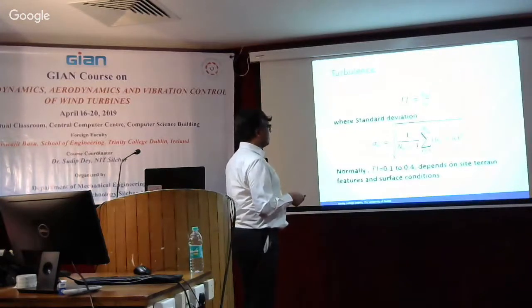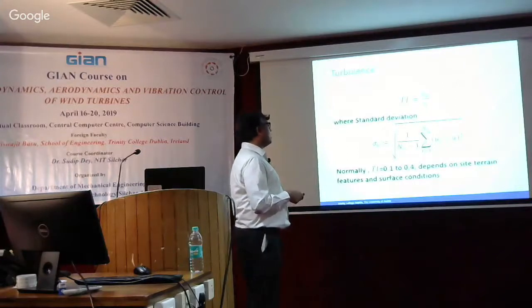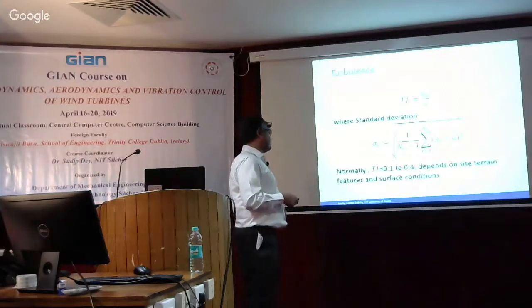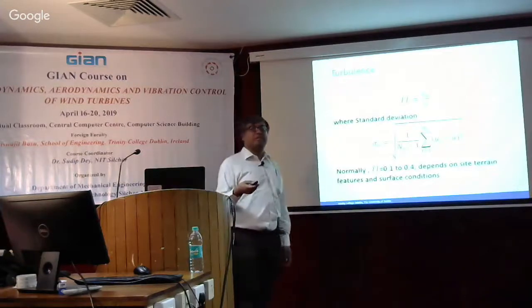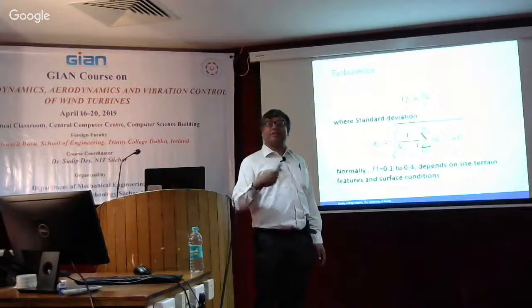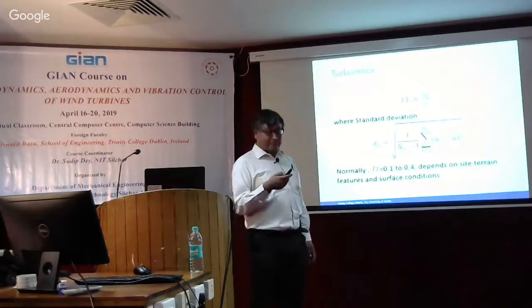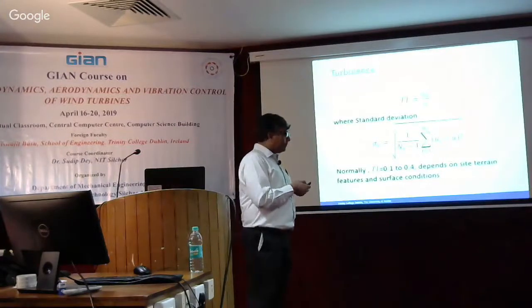Normally, turbulence intensity varies between 0.1 to 0.4, depending on the site features and surface conditions. Again, the code prescribes some turbulence intensity for various conditions and various load tests as well. So you can use those.